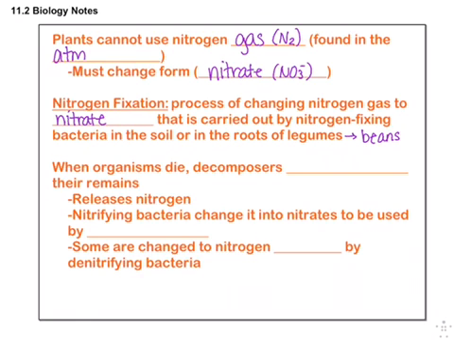So when an organism dies, decomposers will break down the remains, right? Because that's what decomposers do. This process releases nitrogen back into the atmosphere. Nitrifying bacteria change it into nitrates to be used by plants. And then some is changed into nitrogen gas by denitrifying bacteria, and that's released back into the atmosphere.